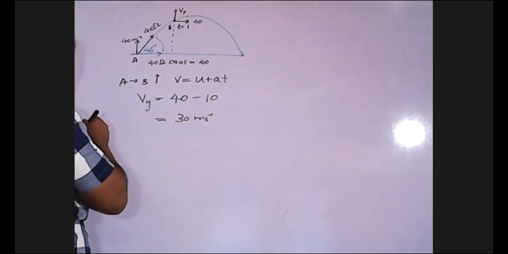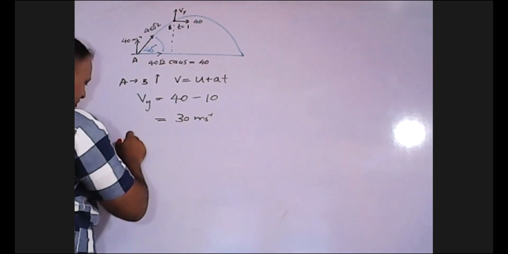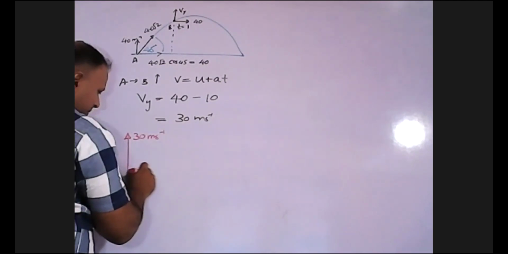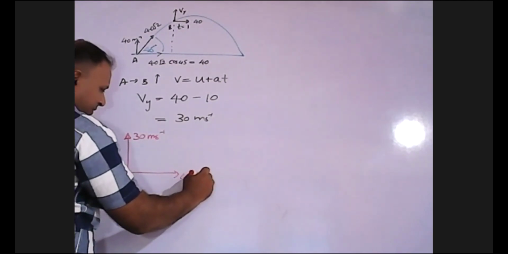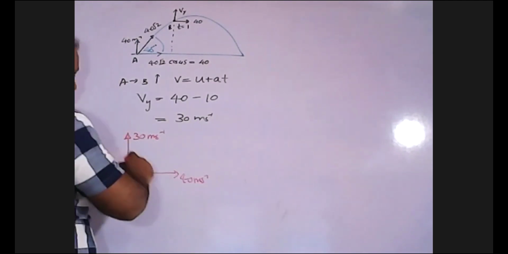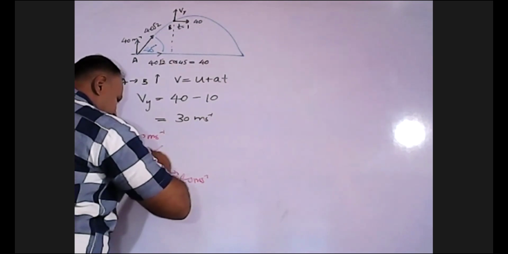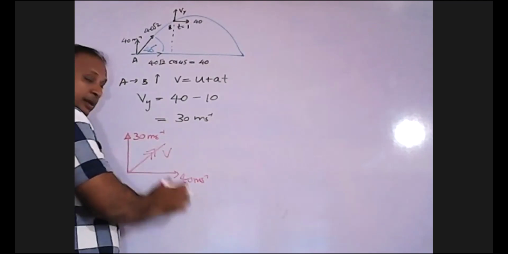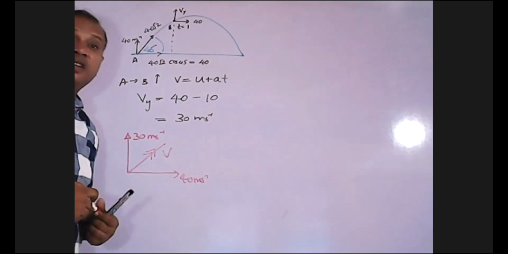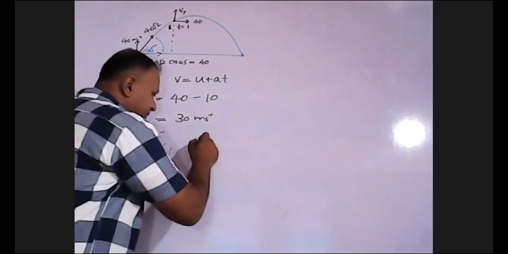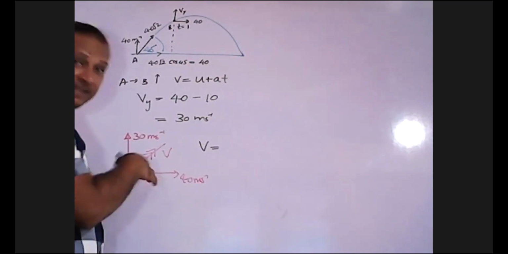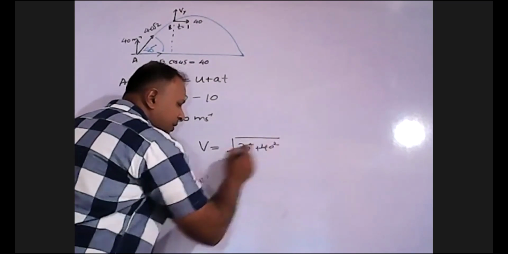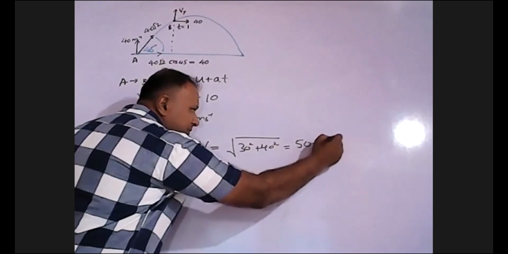Therefore, if I draw these two components, component y is equal to 30 m/s and component x is equal to 40 m/s. The total velocity is the resultant of these two, as they are perpendicular to each other. Resultant means the square root of 30 squared plus 40 squared, so that is equal to 50 m/s.